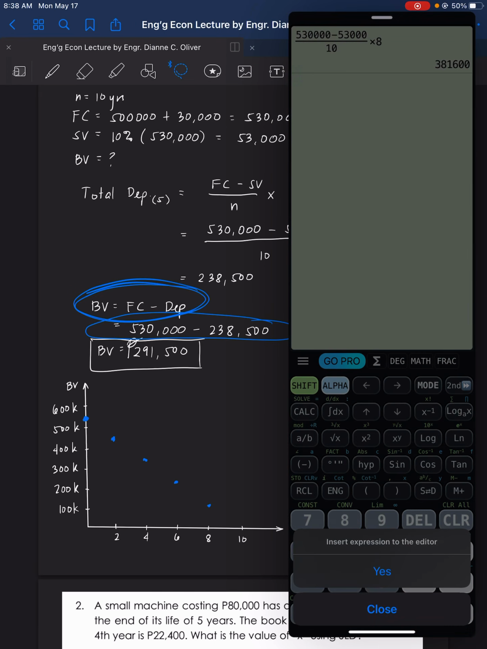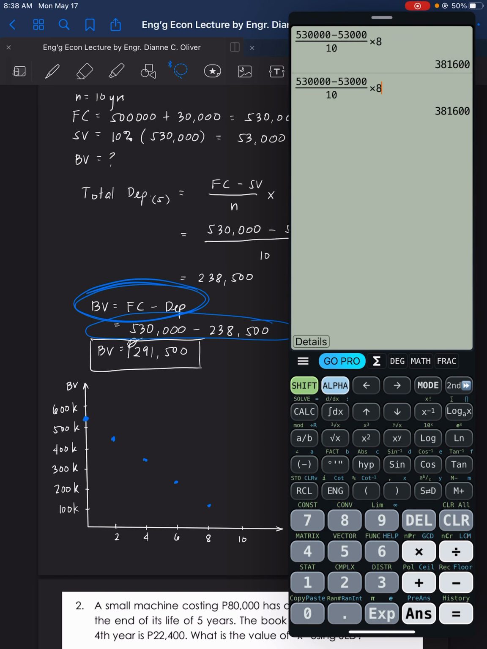The next, we have the 10th year. So that's the last year. So that's the depreciation at the 10th year at the end of its life. And then we have here compute for the book value, 530,000 minus the answer. We have 53,000.